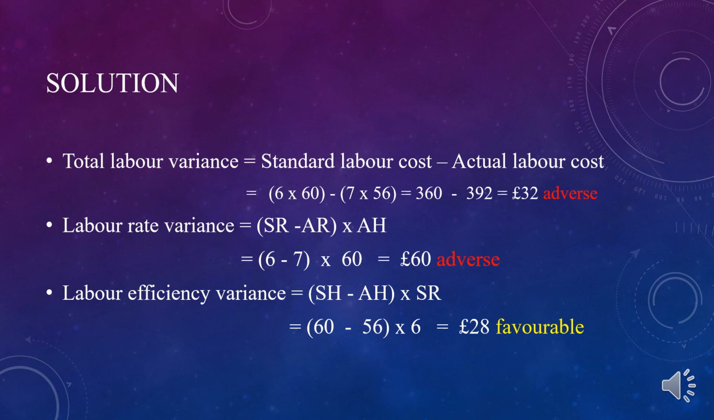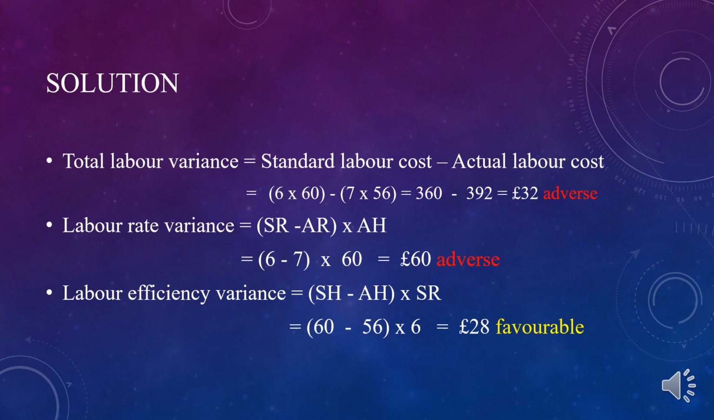To investigate this adverse variance, split it into two sections, that is the two subvariances of labour rate variance and labour efficiency variance. Labour rate variance is calculated using the difference between the standard rate and the actual rate multiplied to the actual hours. £6 and the £7, get the difference and multiply it with 60. You will get a variance of £60 adverse.